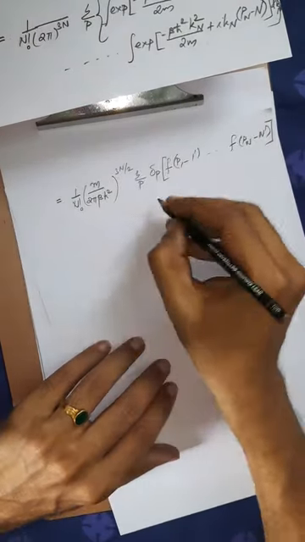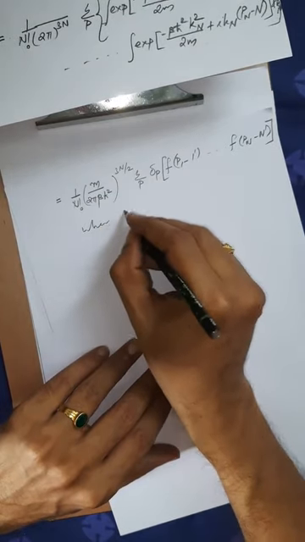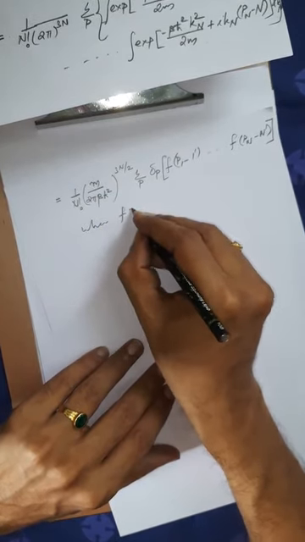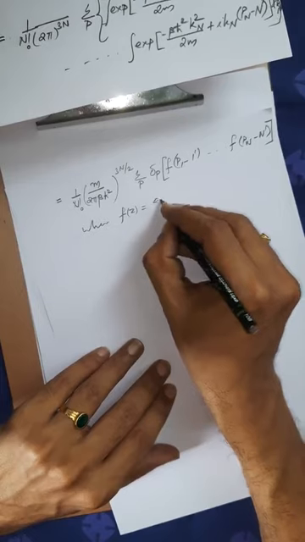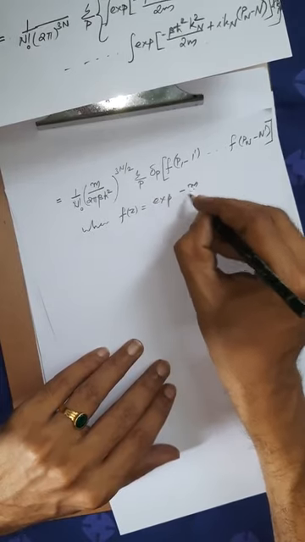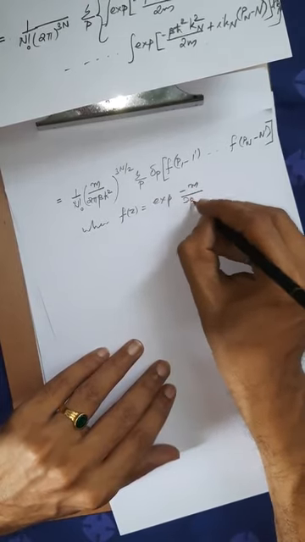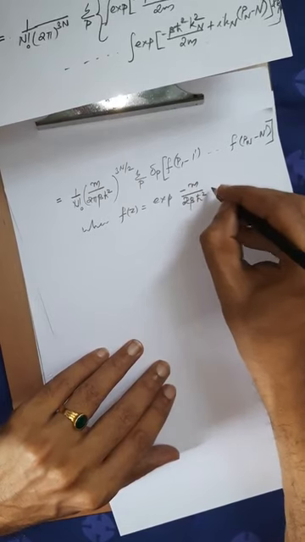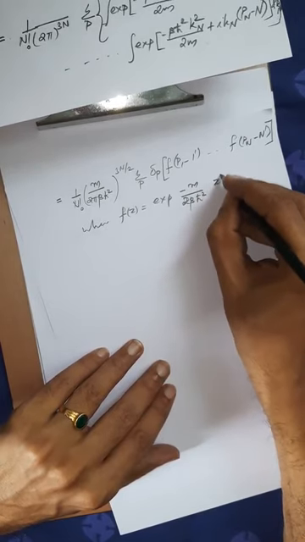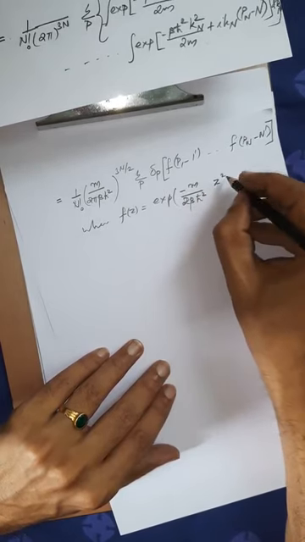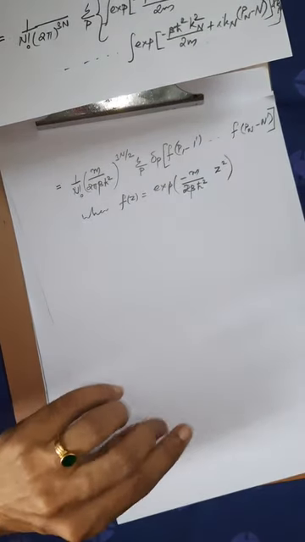So that is how, where f of z is equal to exponential minus m by 2 beta h cut squared into z squared. Okay, so that is it.